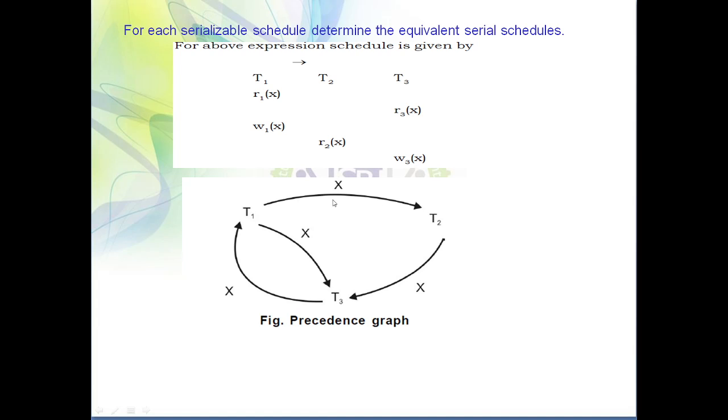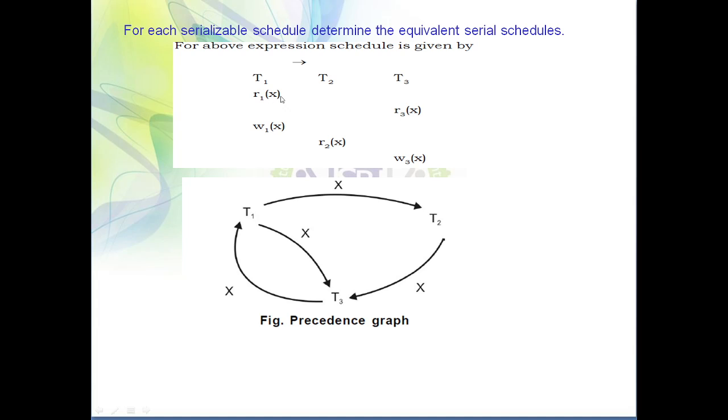So what you will do is draw this edge. What is the data item? X. So I have drawn the edge from T1 to T3. I have drawn an edge between T1 and T3 for data item X. Then T3, and next is R3.